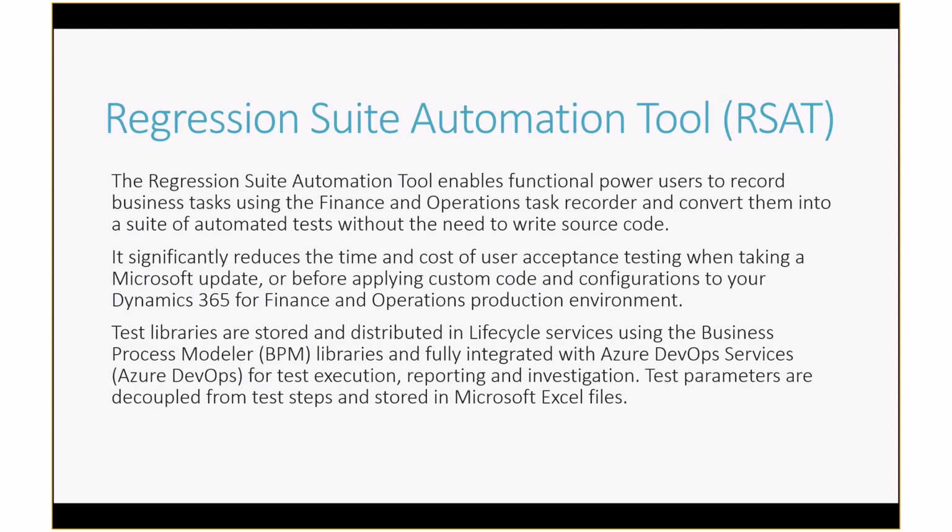Your test libraries will be stored and distributed in Lifecycle Services using the BPM tool. And as BPM is fully integrated with Azure DevOps, formerly known as VSTS, you will use Azure DevOps for test execution, reporting, and investigation. A key feature is that your test parameters are going to be stored in an Excel workbook, so you don't need to re-record a particular test case just to change input or output parameters of the test.